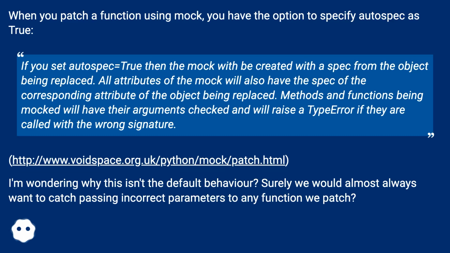Methods and functions being mocked will have their arguments checked and will raise a TypeError if they are called with the wrong signature. I'm wondering why this isn't the default behavior. Surely we would almost always want to catch passing incorrect parameters to any function we patch.